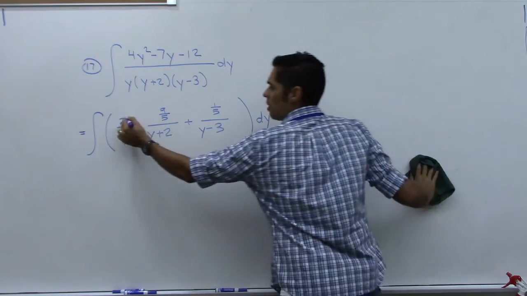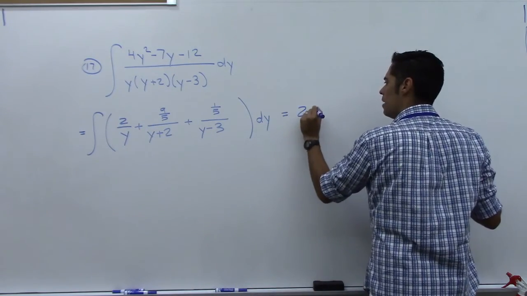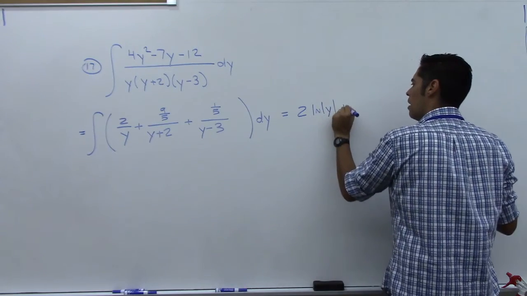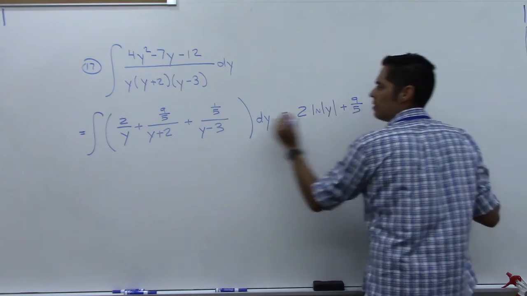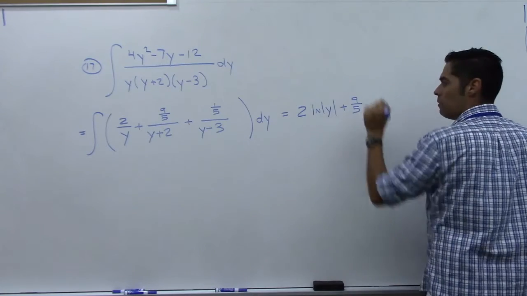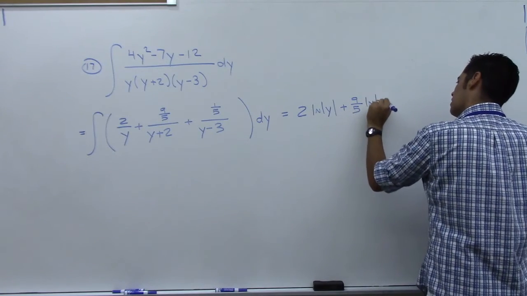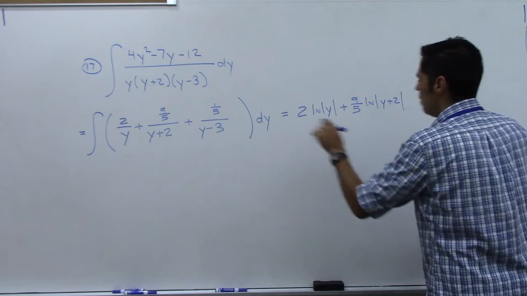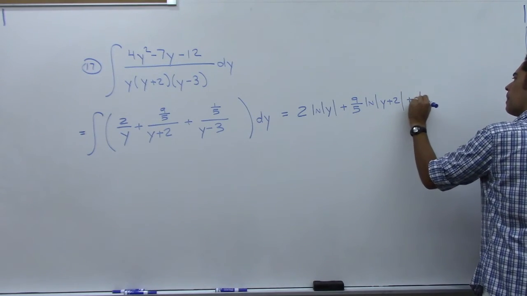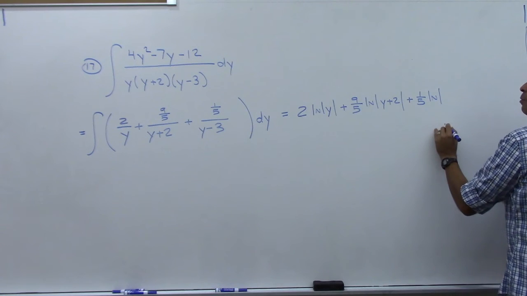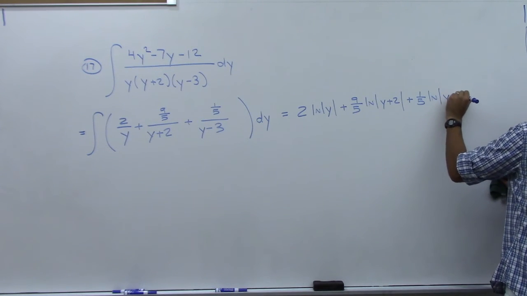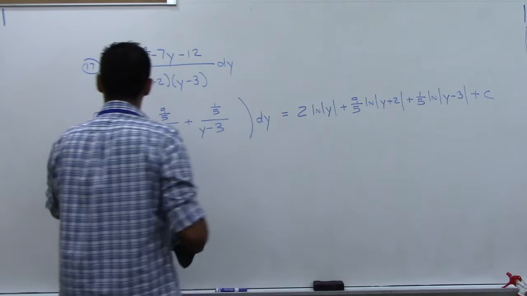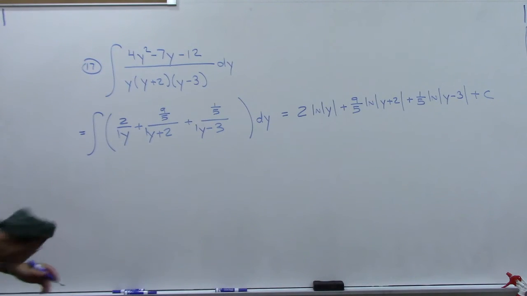So let's see, the 2 comes out, 2, and then we've got 1 over y, so natural log y. Plus the 9/5 comes out. So that 9/5, I just drop it out front. 1 over y plus 2, antiderivative, natural log of y plus 2. And then 1/5 comes out. Antiderivative of 1 over y minus 3 is natural log of y minus 3. None of those had to be scaled because all of them had 1s in front of the y's, and so that should be it.